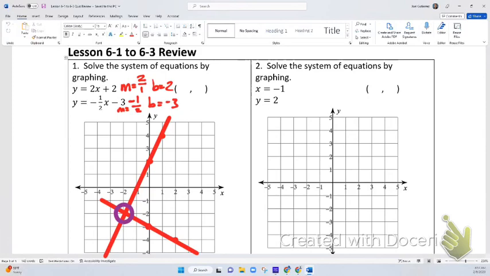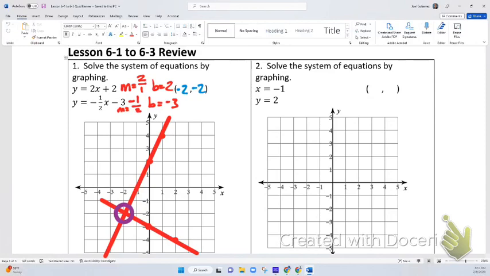You'll notice that Mr. Rogers and I gave you a place to put in your answer. You got to put in your x first, followed by your y. That's called a coordinate point. So your answer for this one would be negative 2, negative 2.